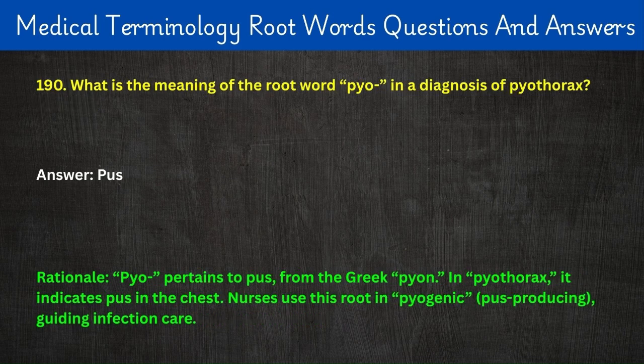190. What is the meaning of the root word pyo- in a diagnosis of pyothorax? Answer: pus rationale. Pyo- pertains to pus, from the Greek pion. In pyothorax, it indicates pus in the chest. Nurses use this root in pyogenic, pus-producing, guiding infection care.